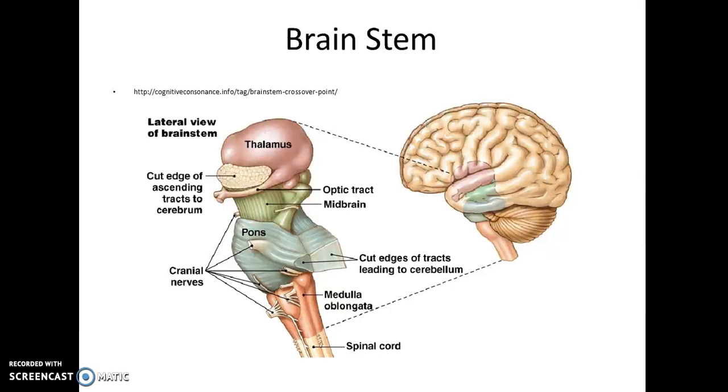And here is the brainstem. So the thalamus at the top, we have the medulla down here, the spinal cord's there, pons. We just talked about this stuff. It's amazing.